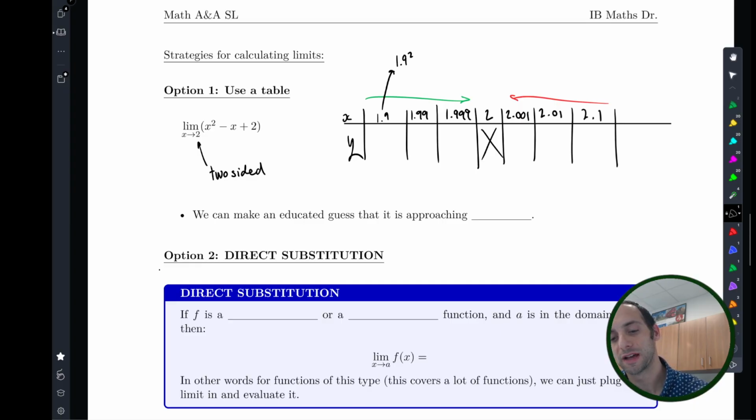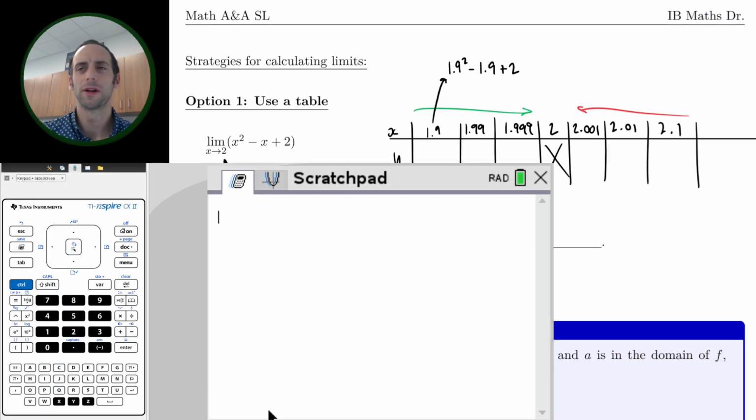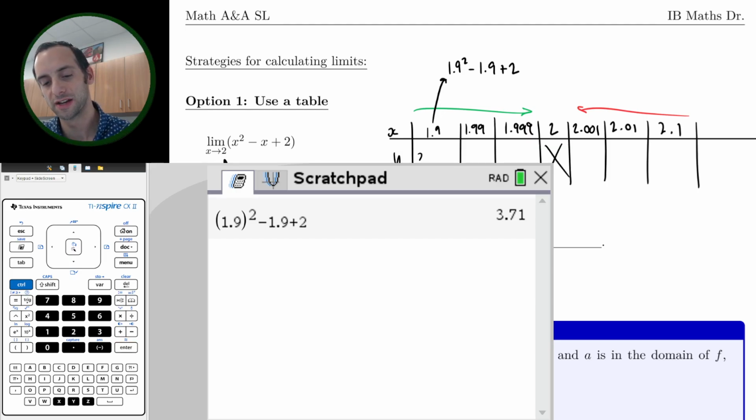So for the first one, that would be 1.9 squared minus 1.9 plus 2. We're going to do all 6 values. Obviously, that would be tedious to do by hand, so this is a great place to bring in our calculator. So pulling up our TI-nspire, we could just calculate this first one as 1.9 squared minus 1.9 plus 2, and we could do that 6 times to get each of the 6 values we need for our table.